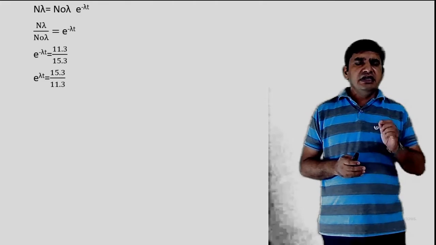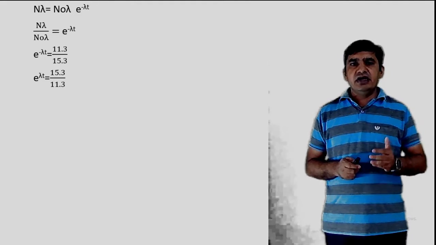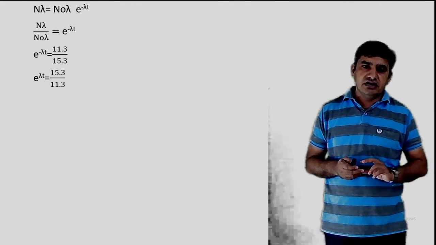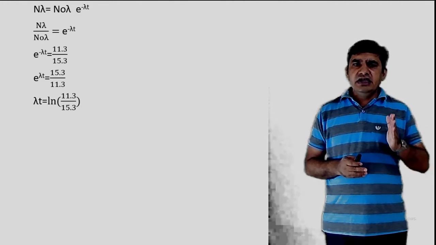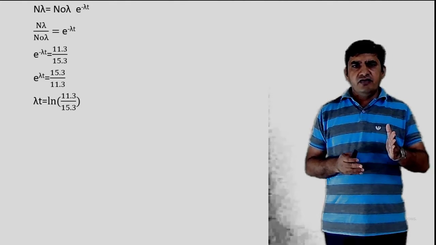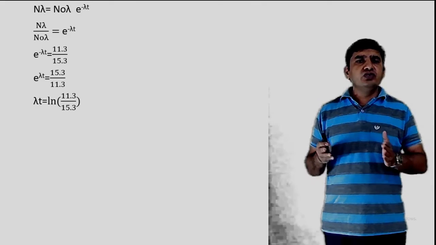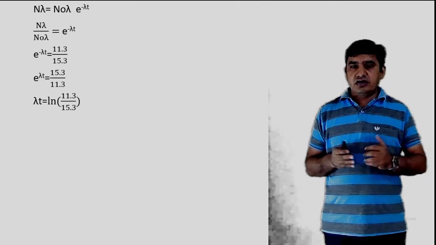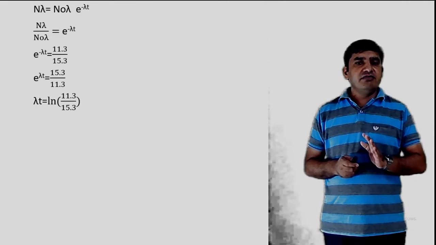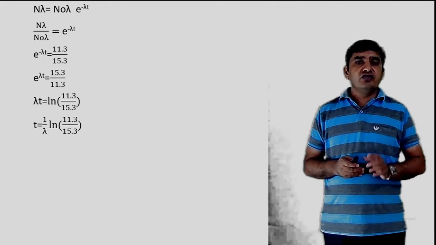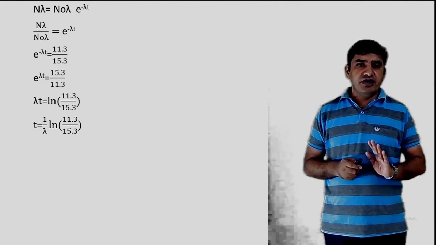So we can write e raised to λt. Taking the reciprocal, we get 15.3 divided by 11.3. We can invert the numerator and denominator, and therefore we can write e raised to λt equal to 15.3 divided by 11.3. When the exponential term goes from the left side to the right side, it becomes ln, the log of base e. So λt is equal to ln of 15.3 divided by 11.3, and t is equal to 1 upon λ ln of 15.3 divided by 11.3.